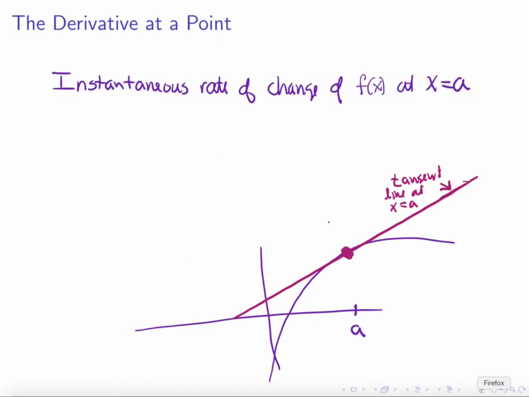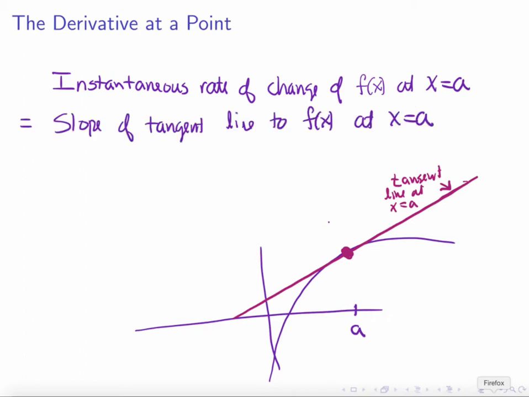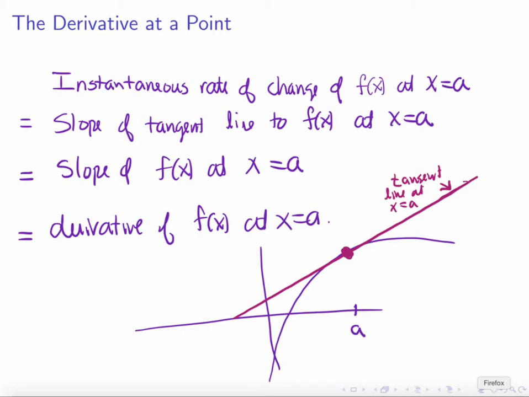The instantaneous rate of change of a function at x equals a means the same thing as the slope of the tangent line to f of x at x equals a, which means the same thing as the slope of the function at x equals a, and now we have another name. It means the same thing as the derivative of f of x at x equals a. So derivative just means slope.